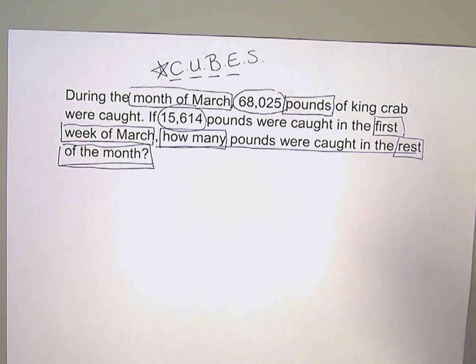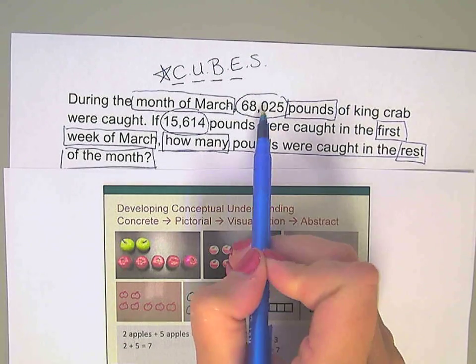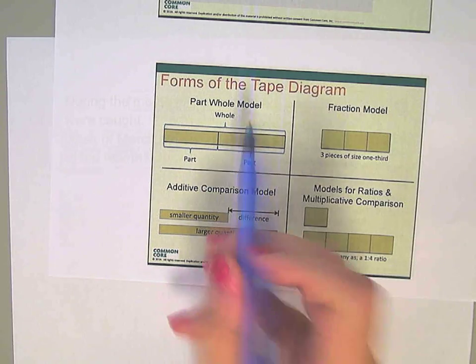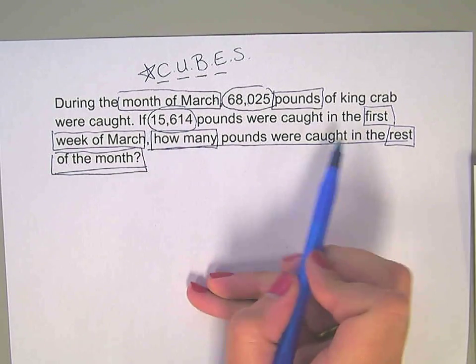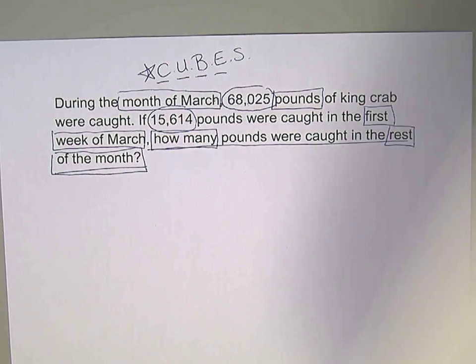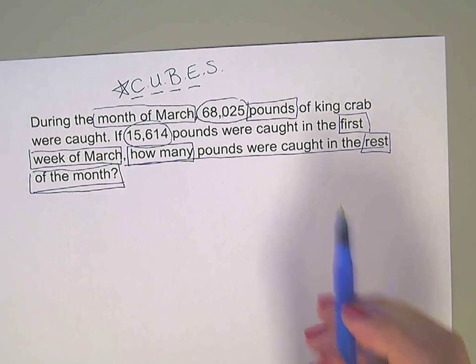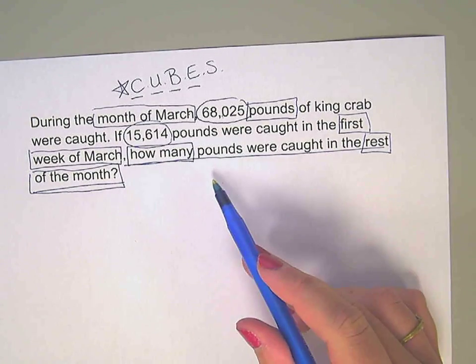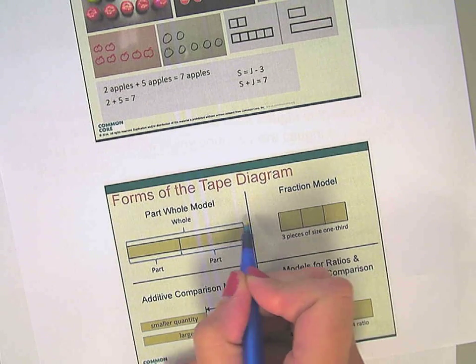So when I look back at this and I'm trying to find which tape diagram to use, I'm noticing that they gave me a total for the month of March. So they gave me a whole. And then what they gave me is a part of that March. They gave me the first week of March, that 15,614. So they gave me that part. Now I have to figure out how much for the rest of the month. The rest of the month would represent this to get to my whole.